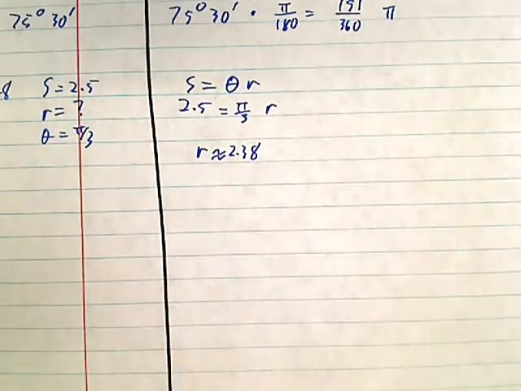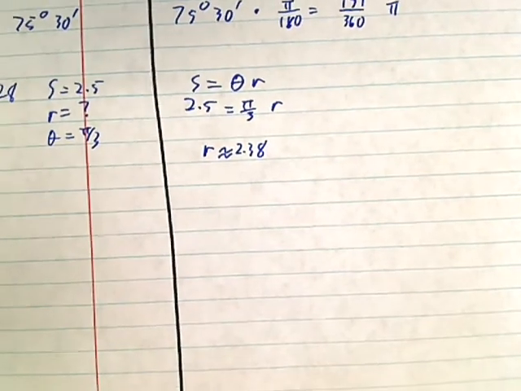Pi would have been in the denominator there, and when pi is in the denominator, we usually don't keep it. So I just punched that in. The radius is about 2.38.